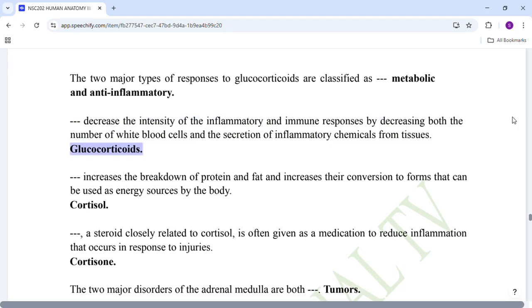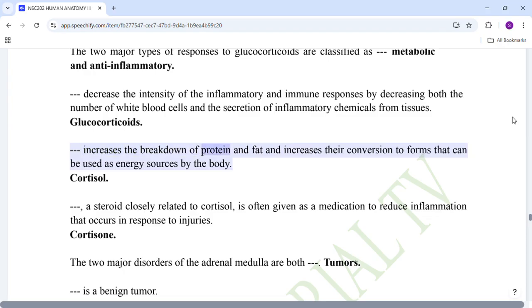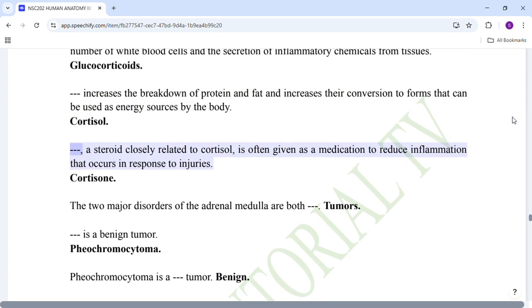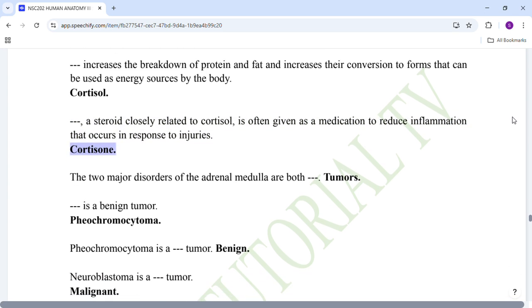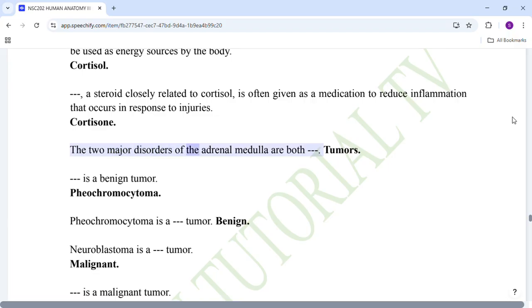Metabolic responses increase the breakdown of protein and fat and increase their conversion to forms that can be used as energy sources by the body. Cortisone, a steroid closely related to cortisol, is often given as a medication to reduce inflammation that occurs in response to injuries.